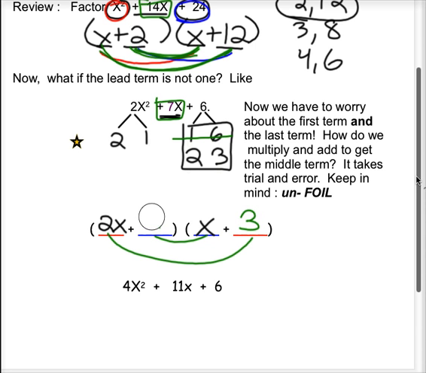However, remember, I need to reverse it. So I need to try the 3 over here and the 2 over here. 2 times 2 gives me 4. 3 times 1 is 3. 3 plus 4, there is the 7 that we're looking for. So this actually represents our solution: 2x plus 3 and x plus 2.